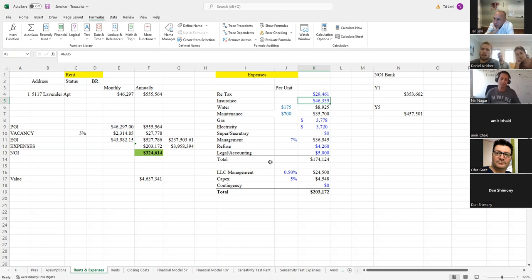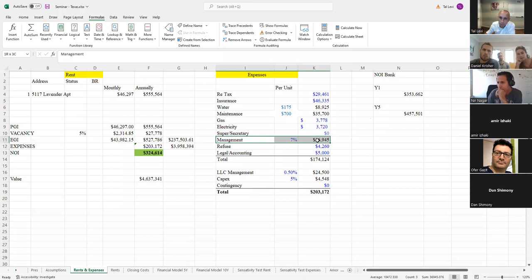All right. Another question would be about the LLC management. So that's 0.5% of the purchase price. Yes. All right. And where's the property management here? Okay, thank you. Sorry, I missed it.